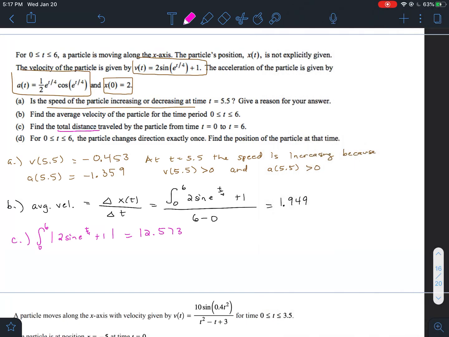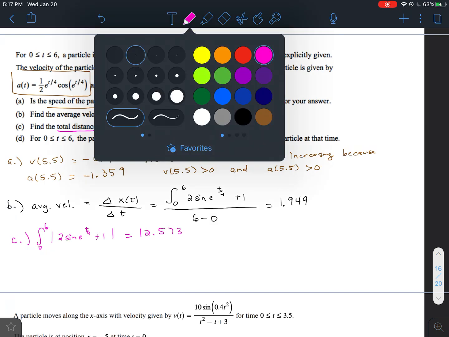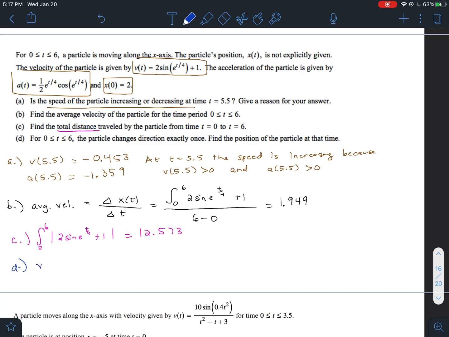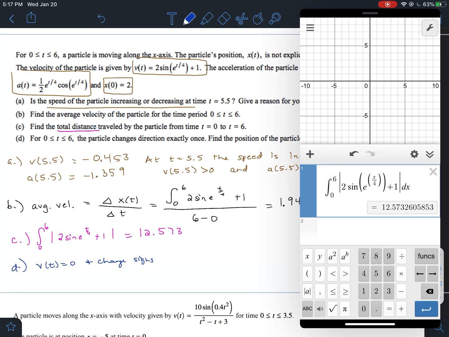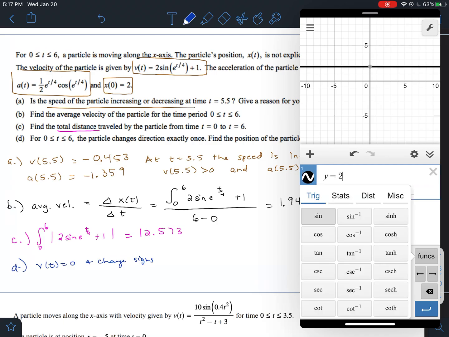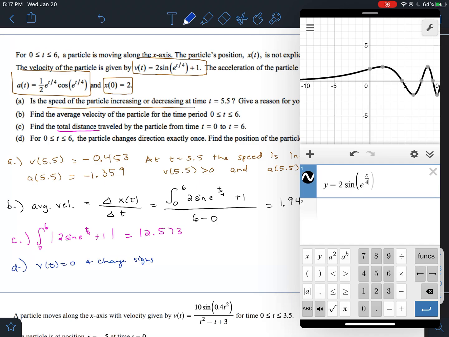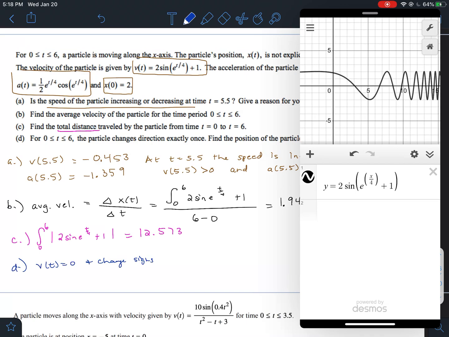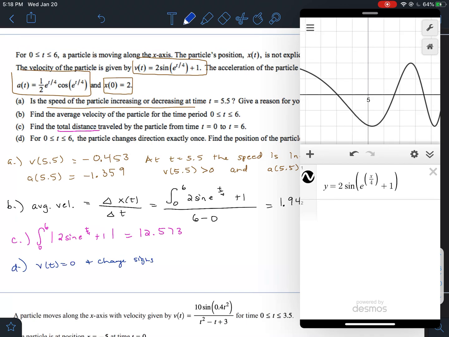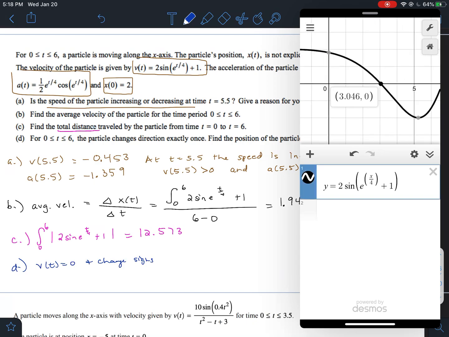Between 0 and 6, the particle changes directions exactly once. Find the position at that time. So for a particle to change directions, we need the velocity to equal 0 and change signs. So now we are going to graph our velocity function, and we just care between 0 and 6. So we're going to graph y equals 2 sine e to the x divided by 4, plus 1. And we just care about this between 0 and 6. So between 0 and 6, it changes directions exactly once. So that's when the velocity equals 0 and changes signs.